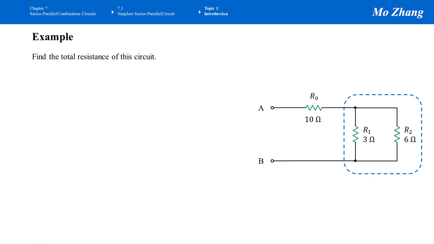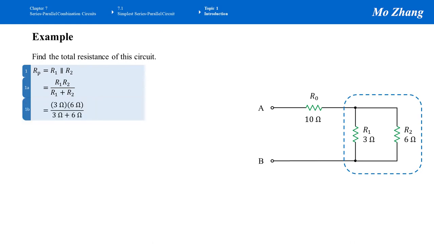Rp, the parallel resistance, the total resistance of the parallel branches, equals to R1, and here is the symbol for parallel, 2 vertical lines, R1 parallel to R2. And we know the formula for finding 2 resistors connecting parallel is following: R1 times R2 divided by R1 plus R2. Next, we substitute the values into those variables. We replace those variables by the numbers.